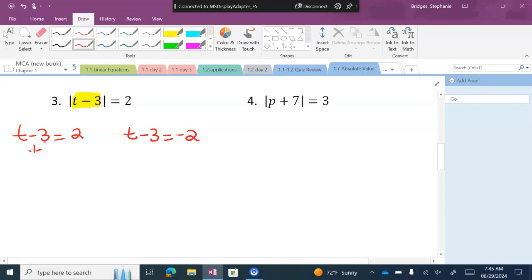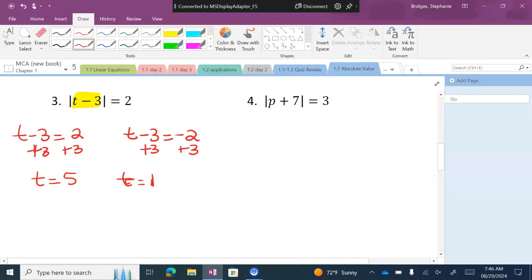I will add 3 on the first one, so t would equal 5. And then I can add 3 on the second one, and so t would equal what? 1.